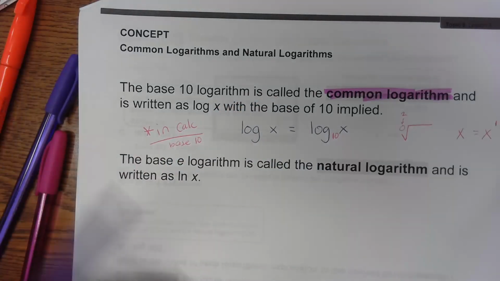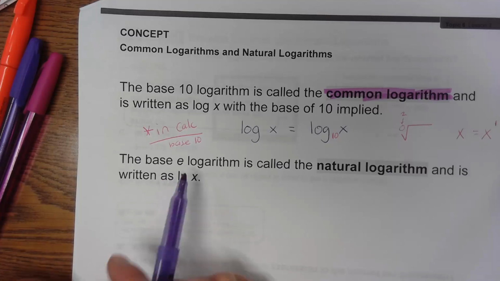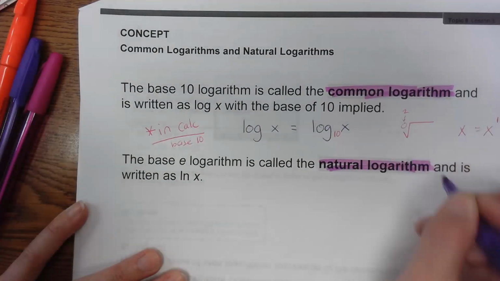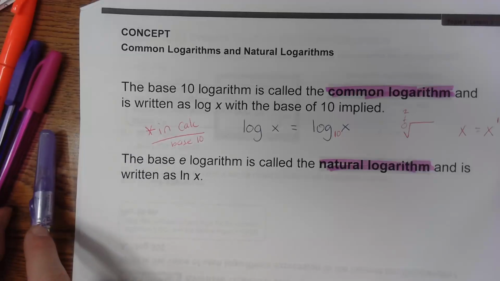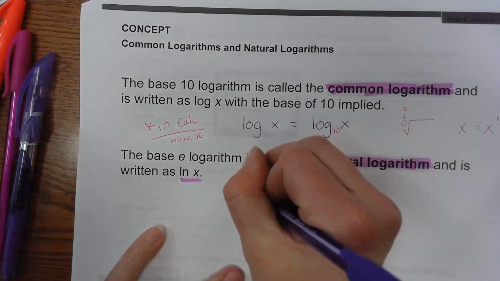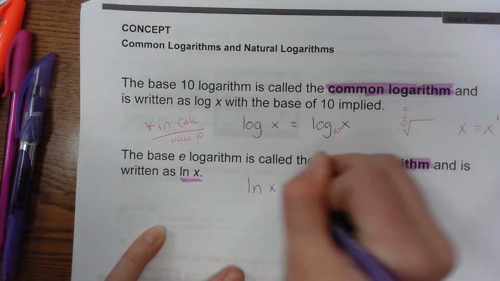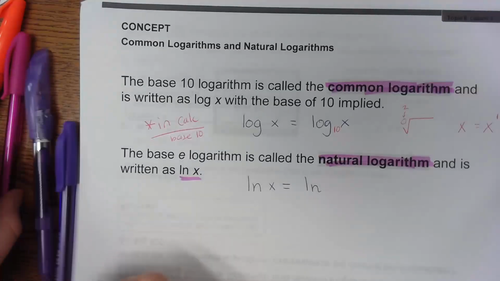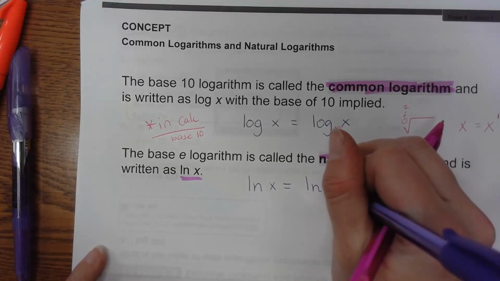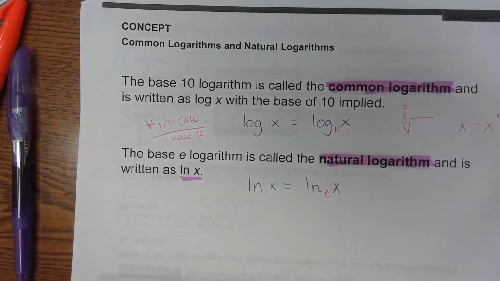What we also have is called the base e logarithm, which is called the natural logarithm, also known as the ln of x. Same thing: if I write the ln of x, that is really like saying the log base e of x, and the same rules apply. When this goes, I can still do my little cycle.